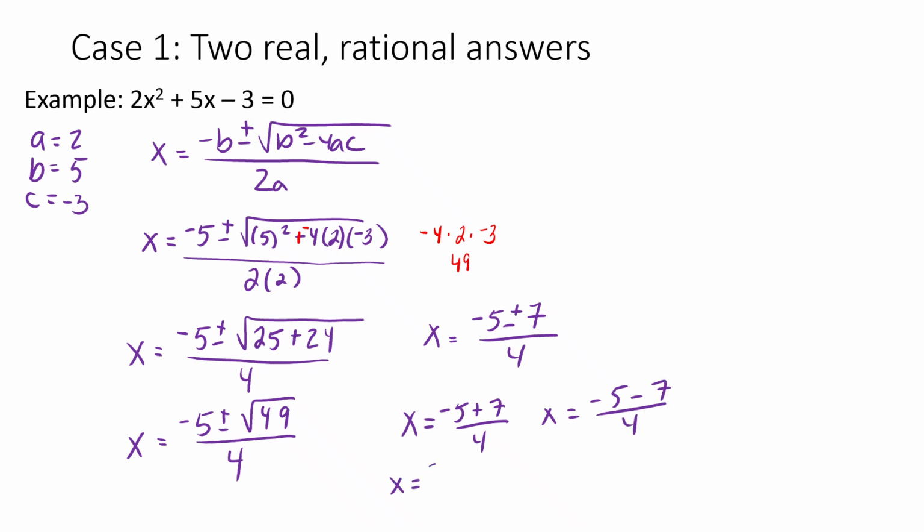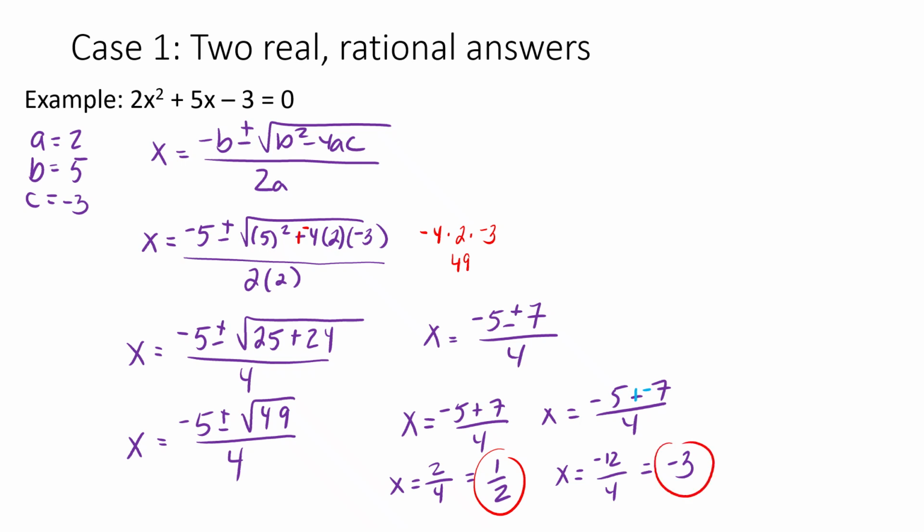-5 plus 7 is 2, and 2 over 4 is 1/2. And then, again, it might be helpful to think of that as plus a negative. So you're going to have -5 plus -7, which is -12, and -12 divided by 4 is -3. So notice that we've got 2 numbers and they are rational.